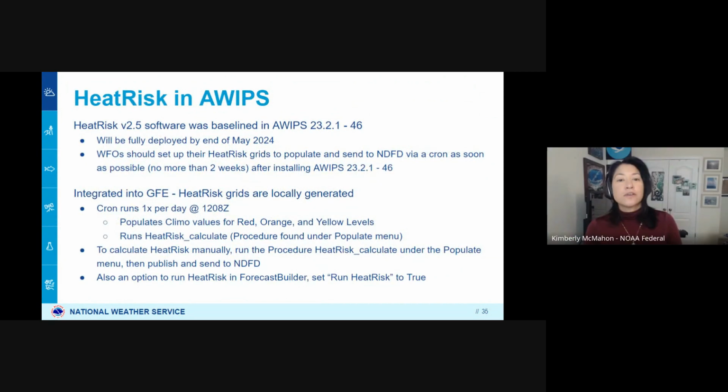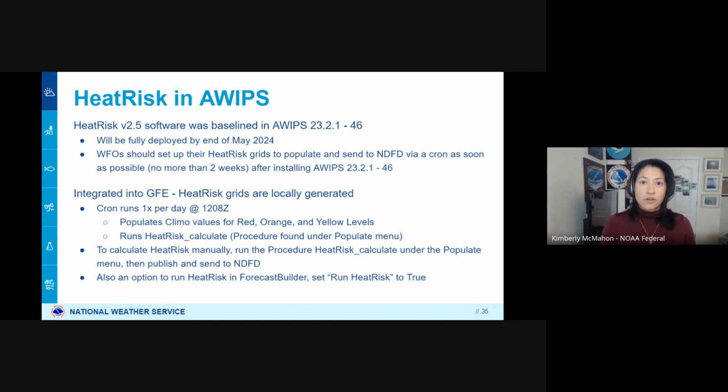Thanks, Mike. So heat risk has been baselined in AWIPS 23.2.1-46, and we expect all WFOs in the CONUS to have the baseline version installed by the end of May, no more than 2 weeks after the -46 install. And WFOs should be starting to produce heat risk on a cron and sending it to NDFD. So in addition to the viewer that Mike was showing earlier, it will be available on NDFD.